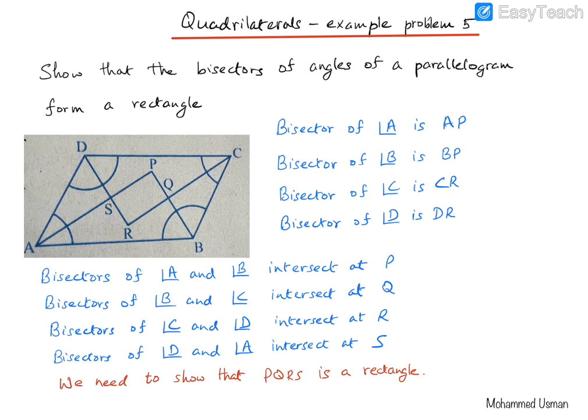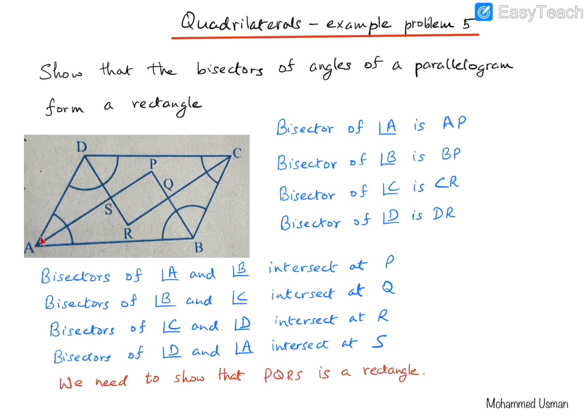So we have these four bisectors of the four angles of the parallelogram ABCD, which intersect at the points P, Q, R, and S. And we have to show that these bisectors form a rectangle. So we need to show that the quadrilateral formed by the intersection of these bisectors, PQRS, is a rectangle. We will prove this by looking at the four triangles which are formed inside this parallelogram by means of these intersections of the bisecting lines.